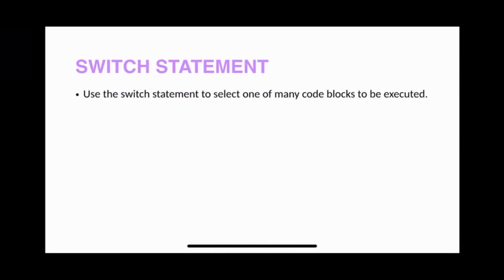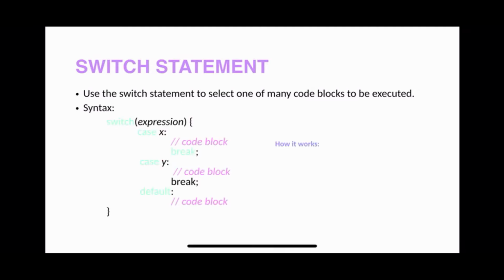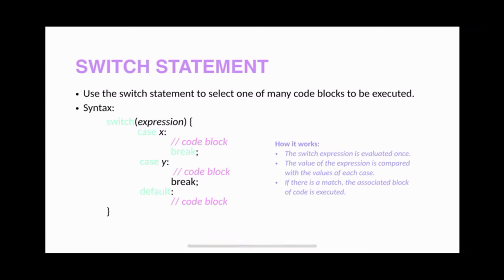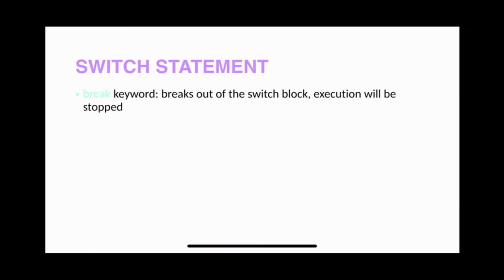For a switch statement, use the switch statement to select one of the many code blocks to be executed. This is the syntax. How it works is, the switch expression is evaluated once, the value of the expression is compared with the values of each case, and then if there is a match, the associated block of code is executed. The break keyword breaks out of the switch block, therefore the execution will be stopped.